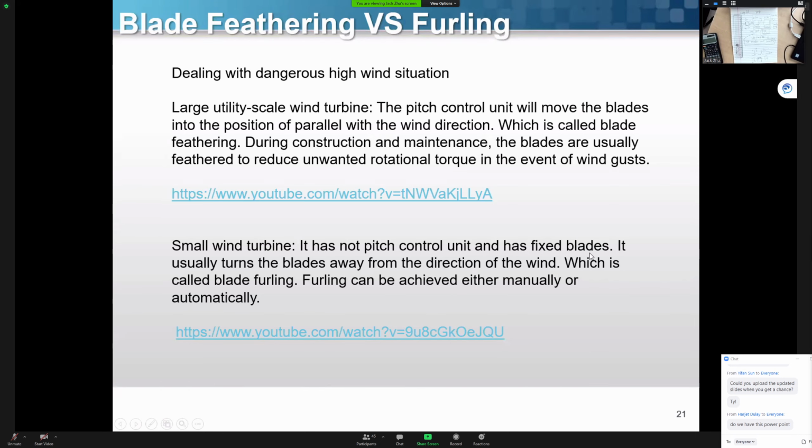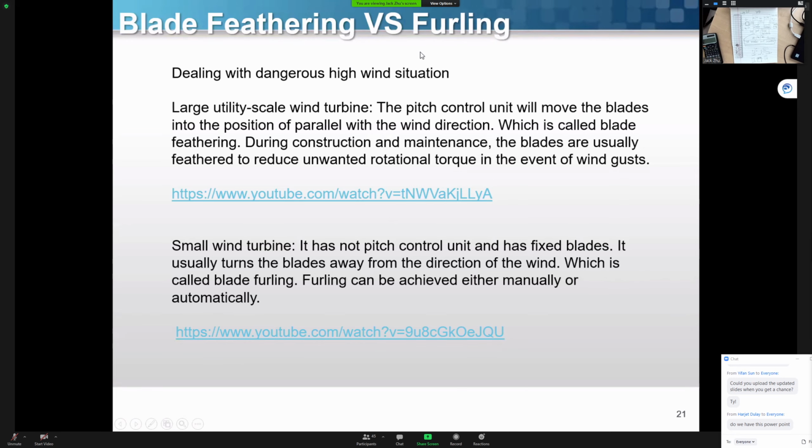What they do is, when they have a very strong wind, they will turn the whole blade away from the direction of the wind. I left two YouTube videos on there. You guys can check them out, because I know you don't have them right now, but once I update this PowerPoint, you probably can see them. So you can try to check those YouTube videos. They will explain those things.